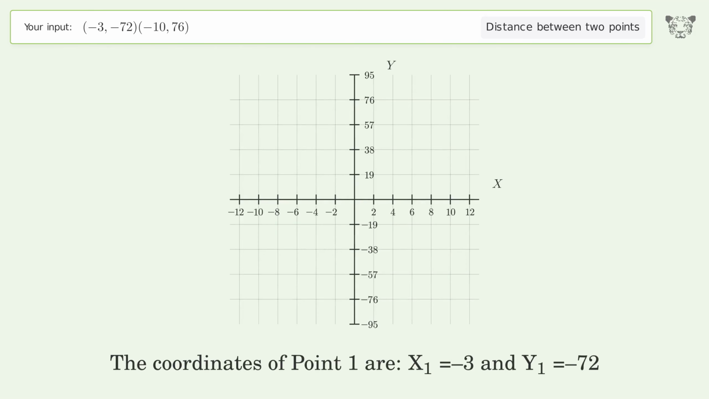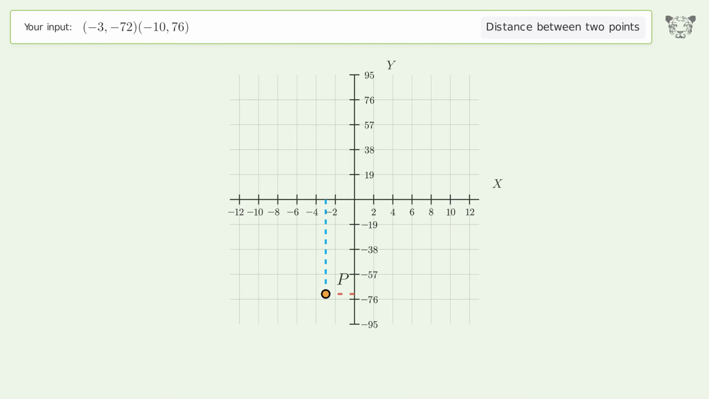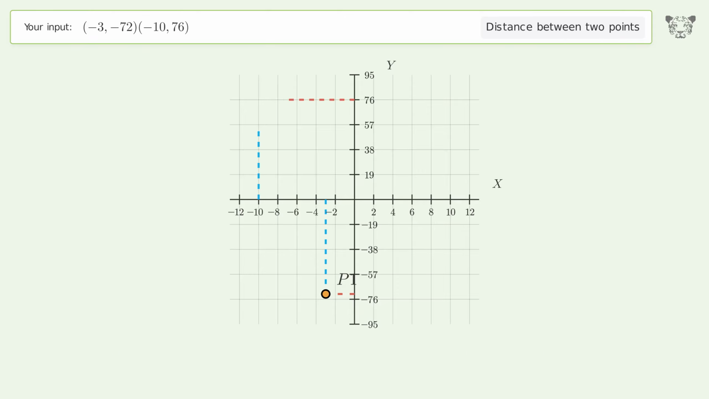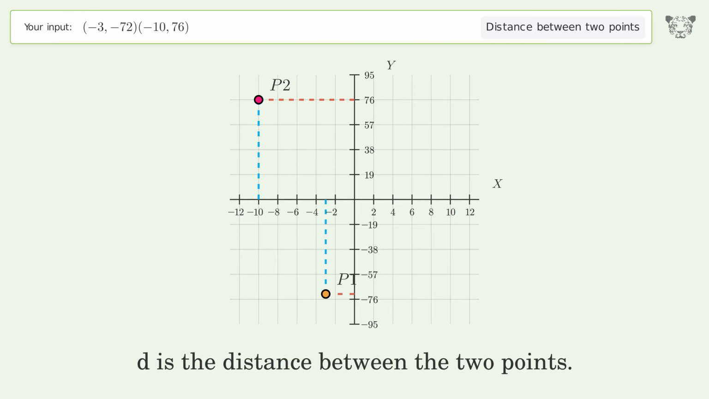The coordinates of point 1 are x1 equals -3 and y1 equals -72. The coordinates of point 2 are x2 equals -10 and y2 equals 76. D is the distance between the 2 points.